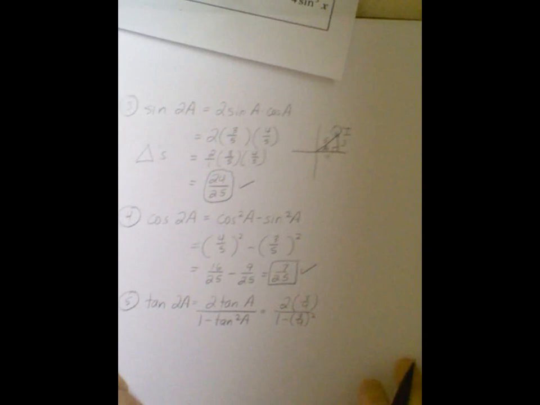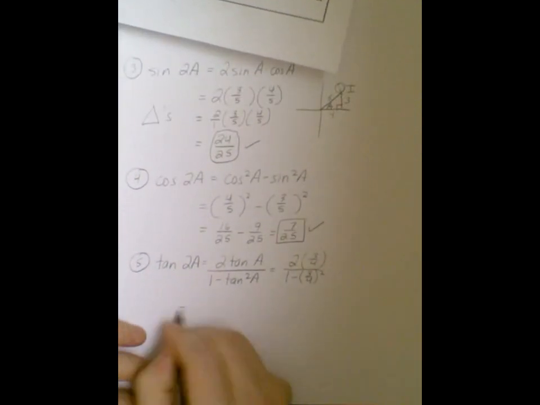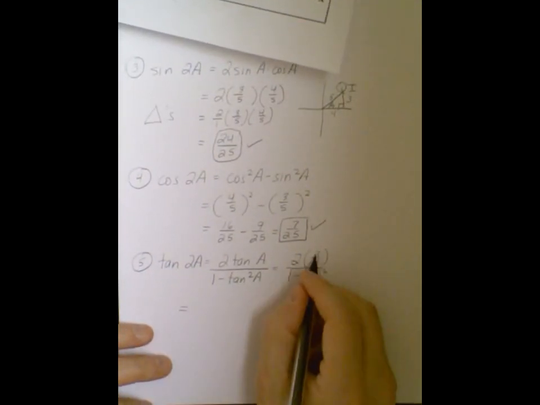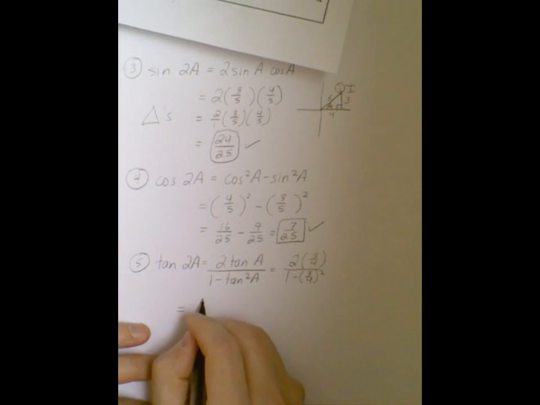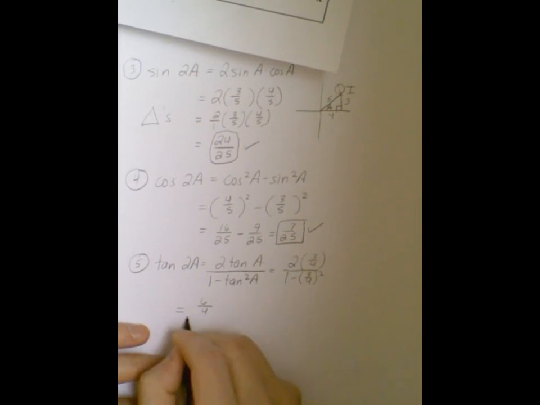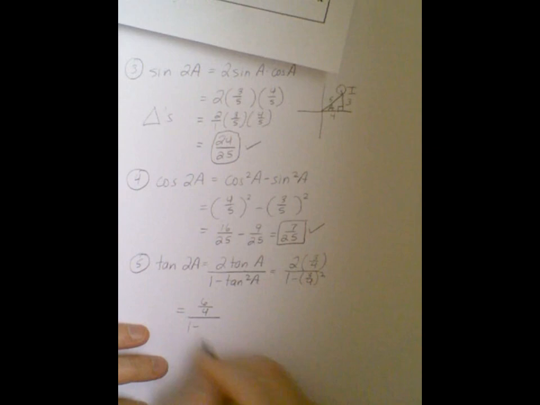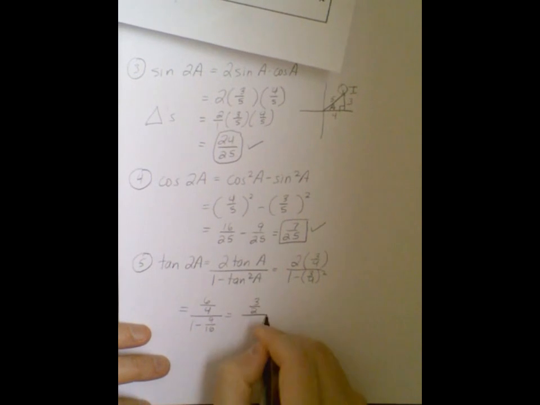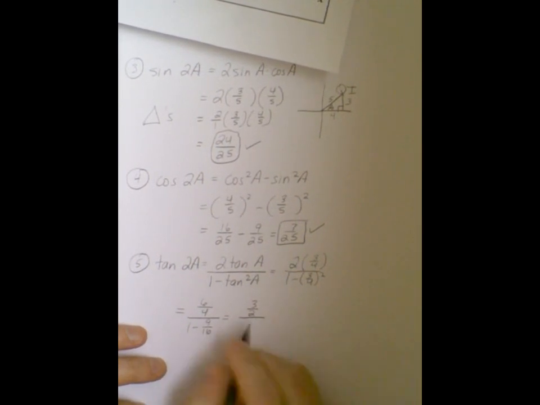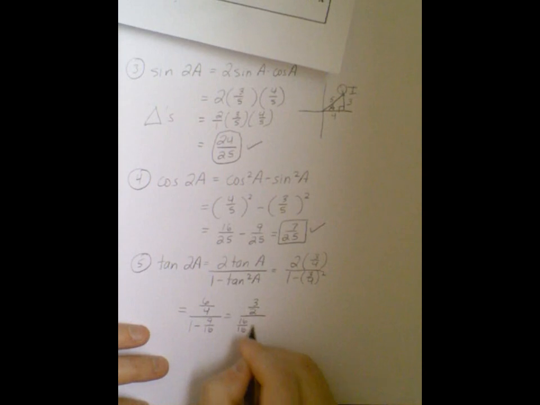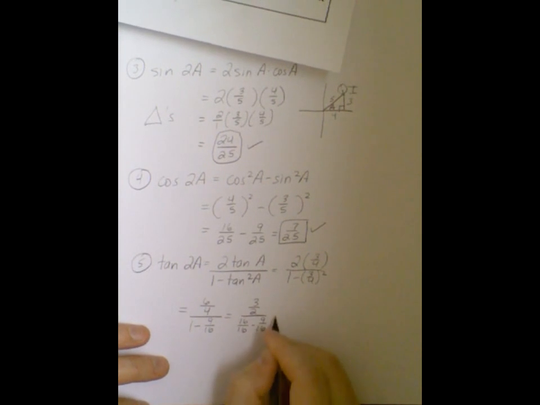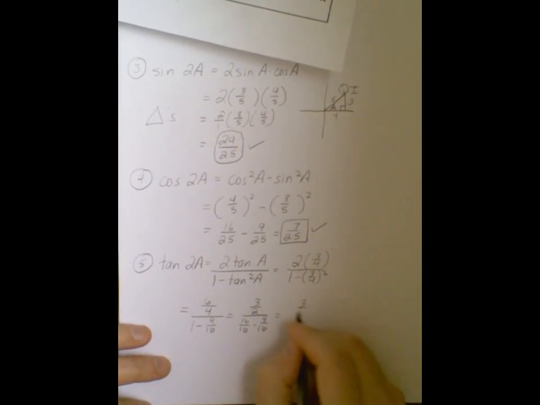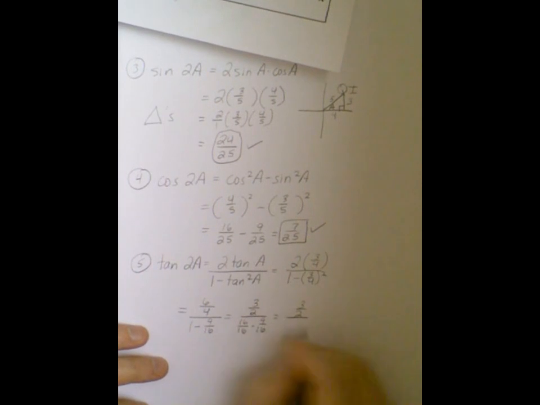All right, now just be careful with your fractions, folks. Here we go. 2 over 1 times 3 over 4 becomes basically 6 over 4, which is 3 over 2. 1 minus, let's square that, and I get 9 over 16. Let's keep going. We said this was 3 over 2, right? I need common denominators. So this is 16 over 16 minus 9 over 16. I get 3 over 2 over 7 over 16.